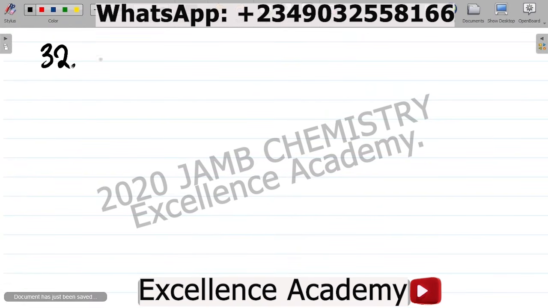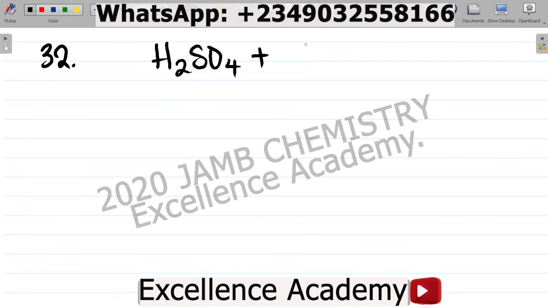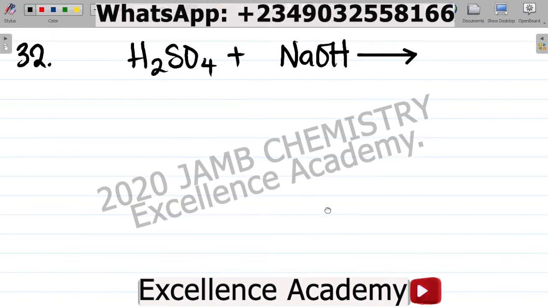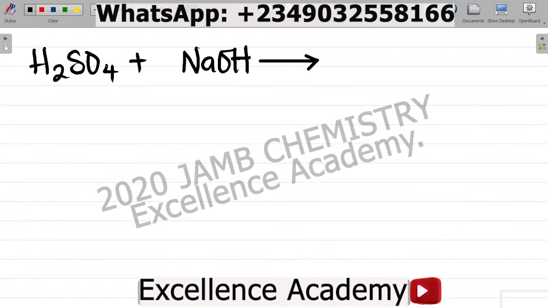For 32, you have hydrogen tetroxysulfate 6 acid. This combines with the base. The base here is sodium hydroxide, that's NaOH. When acid combines with base, what does it form? It forms salt and water. All right, so let's get the salt and the water. For this, the salt that we formed obviously would be NaSO4, sodium tetroxysulfate. This is actually Na2SO4, Na2.